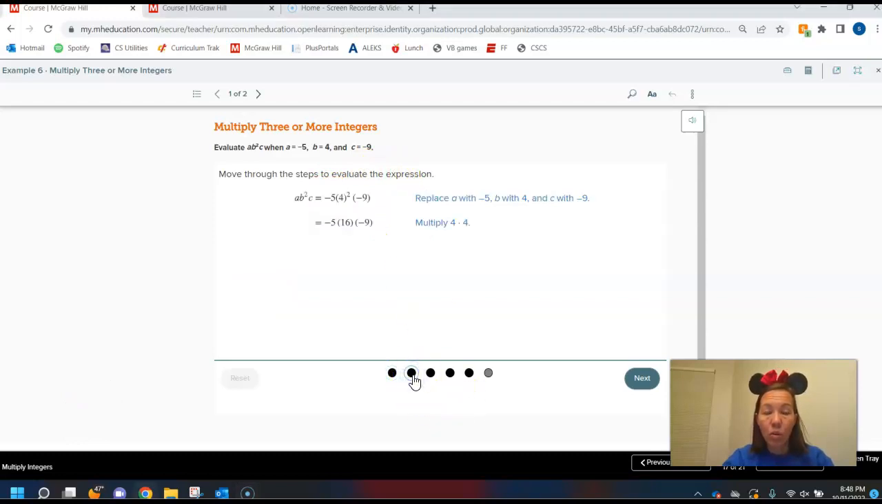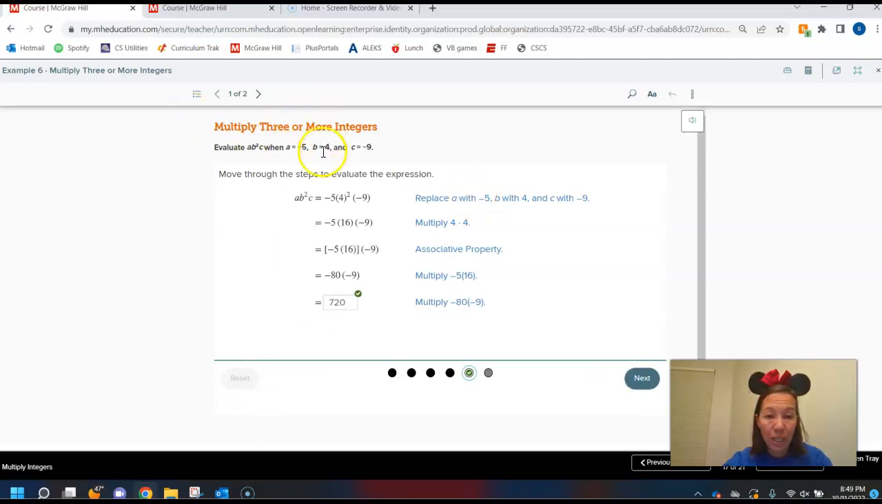Now if you remember, order of operations says that we have to do exponents first. So we are going to multiply 4 squared, 4 times 4, first, and that becomes a 16. And then we can multiply the -5 times the 16. Negative times a positive is -80. And now we're going to multiply -80 times -9, which a negative times a negative is positive, and 80 times 9 is 720. So make sure you're filling in all these boxes on page 153. So you get 720 for your final answer.